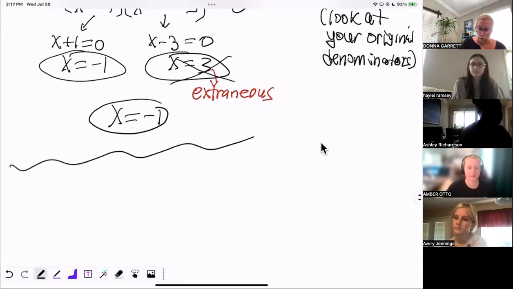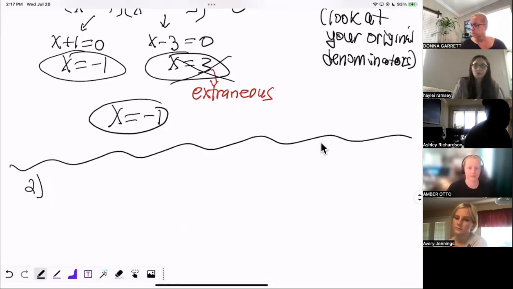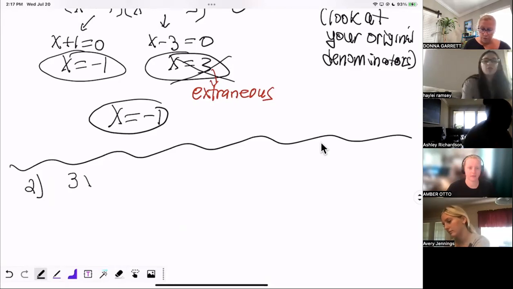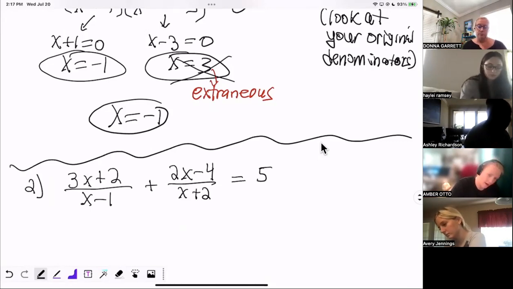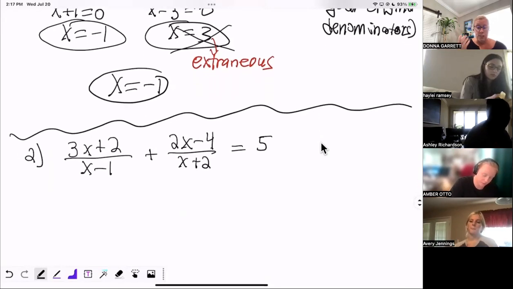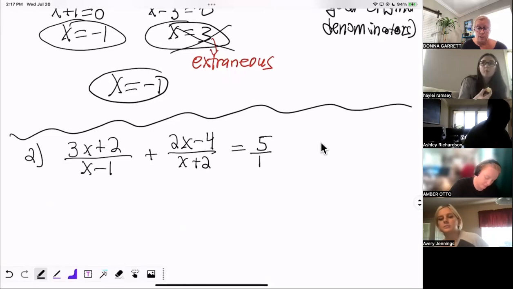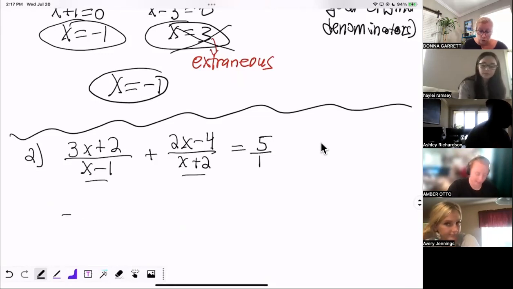So, okay, let's go back. Okay, 2. 3x plus 2 over x minus 1 plus 2x minus 4 over x plus 2 is equal to 5. First thing I'm going to do is put that 5 on top of 1. Give it a denominator. We've got to find a common denominator, right? So the common denominator is going to be these two multiplied together. So let's start by putting it down.